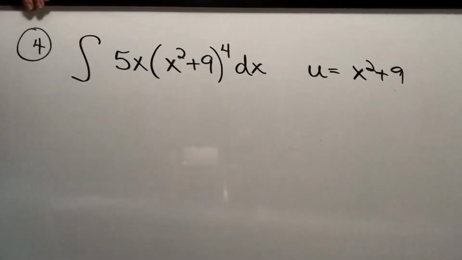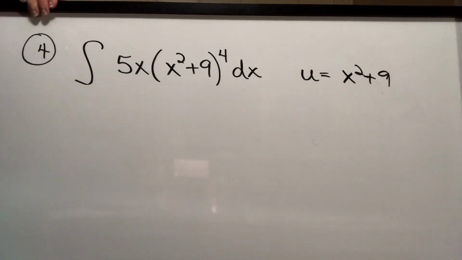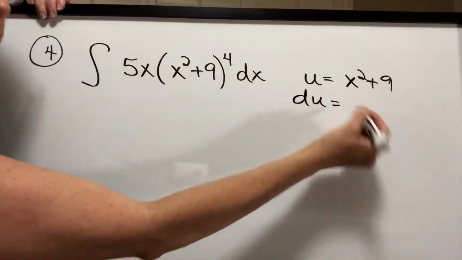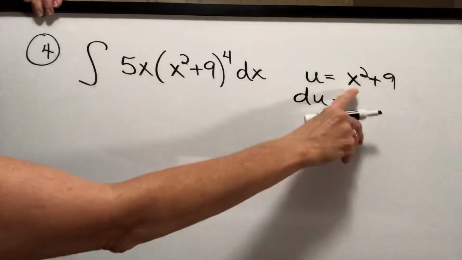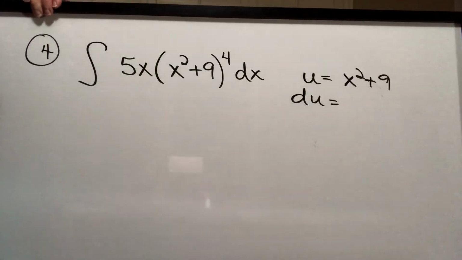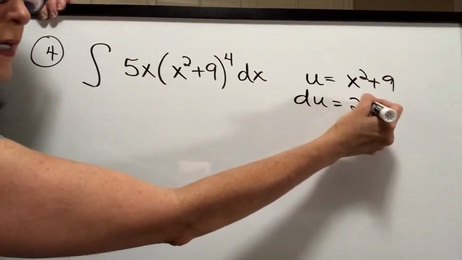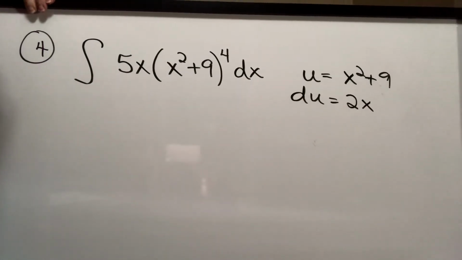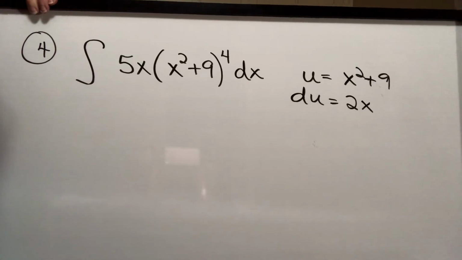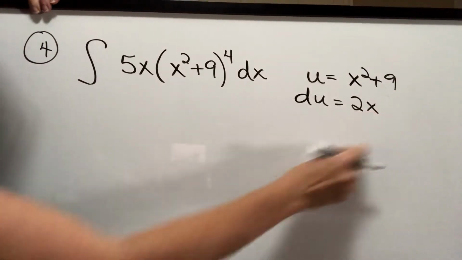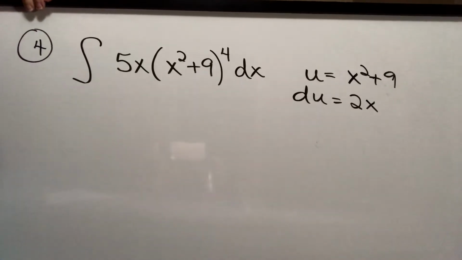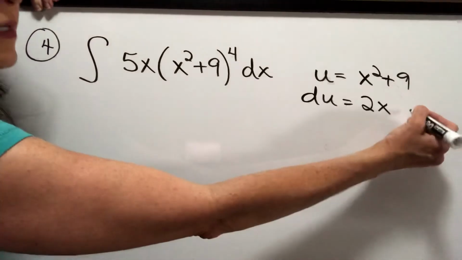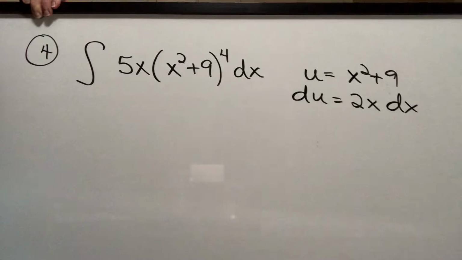And just like in the previous examples, I am going to take the derivative of u. So it'll be du equals. Now if I take the derivative of x squared, that means I move the 2 to the front, keep the x, but subtract 1 from the exponent. So 2 minus 1 would be just 1. So the derivative of x squared is 2x. And the derivative of 9 is a constant, so that's 0. So it's going to be 2x dx.